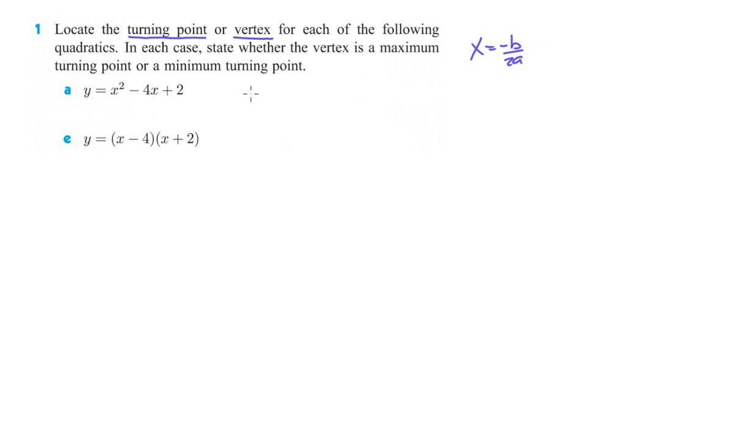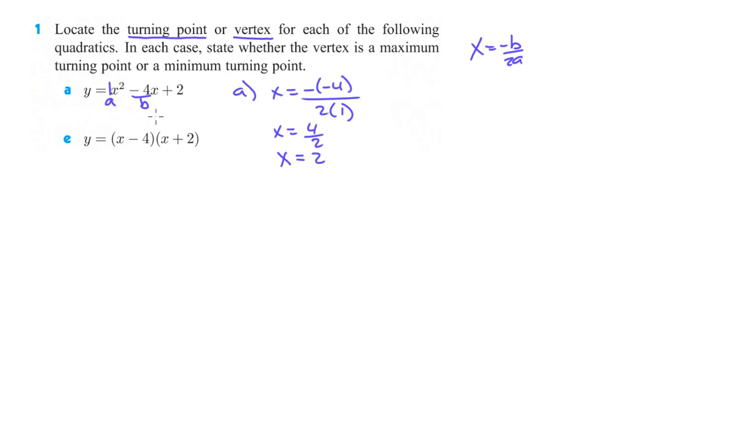Okay? So let's see. For part A, a is 1, and b is negative 4. So we get x equals negative 4 all over 2 times a, which is 1. So we get x equals 4 over 2. There we go. The axis of symmetry is going to be x equals 2.